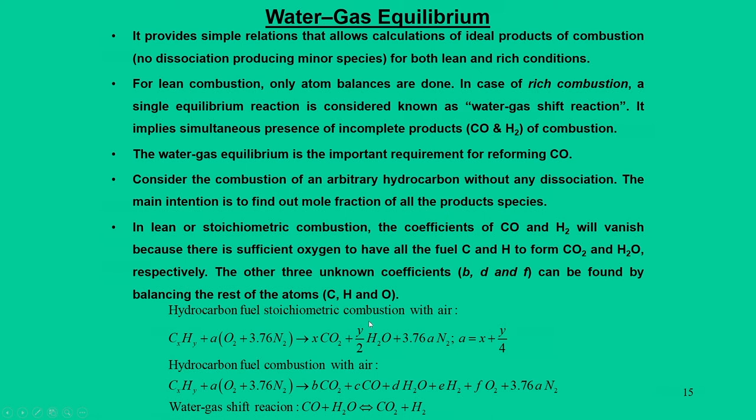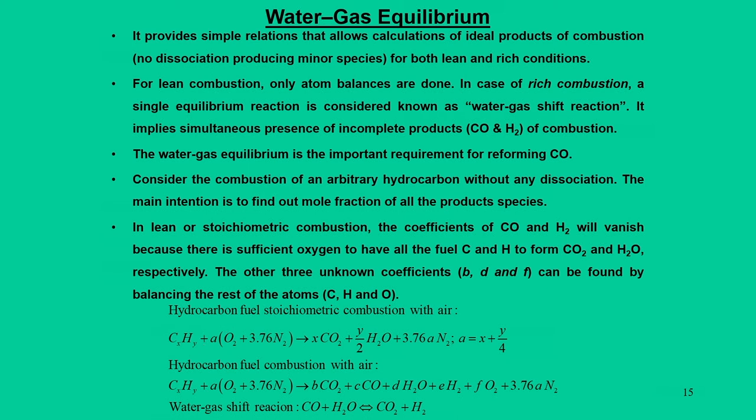Now, why is it required in the combustion process? If you look at the stoichiometric combustion of any general hydrocarbon fuel with air, we write CxHy, that is any fuel, plus A times (O2 plus 3.76 N2) gives x CO2 plus y/2 H2O plus 3.76 A N2, where A is equal to x plus y/4. So, this is a balanced general reaction for a hydrocarbon fuel.